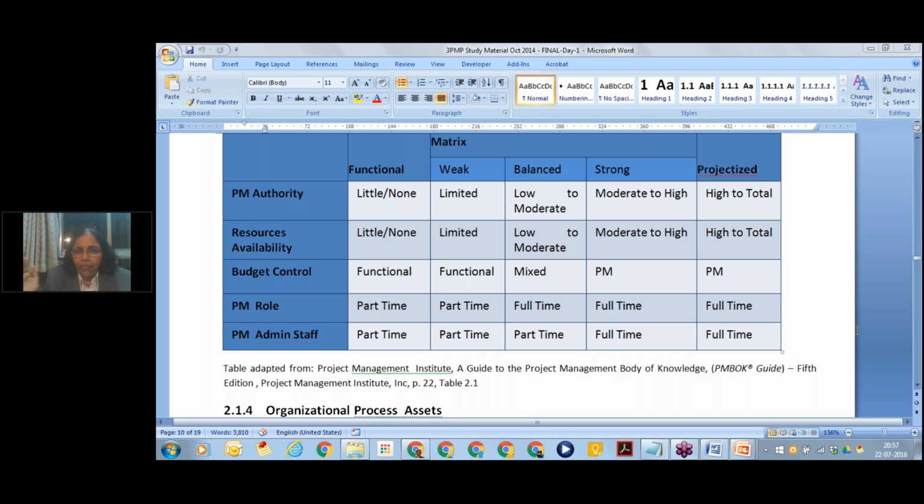Say 35-40% revenue comes from projects. It doesn't have to be exactly 50-50. And the rest of it comes from the business function. In strong, it could be the other way. 30% revenue comes from other support work or business area, and 70% of the revenue comes from your projects.